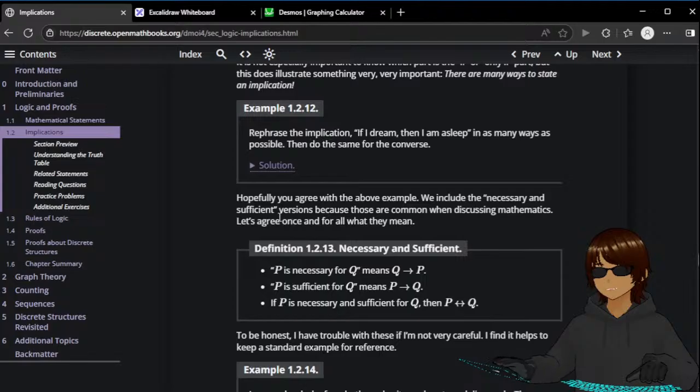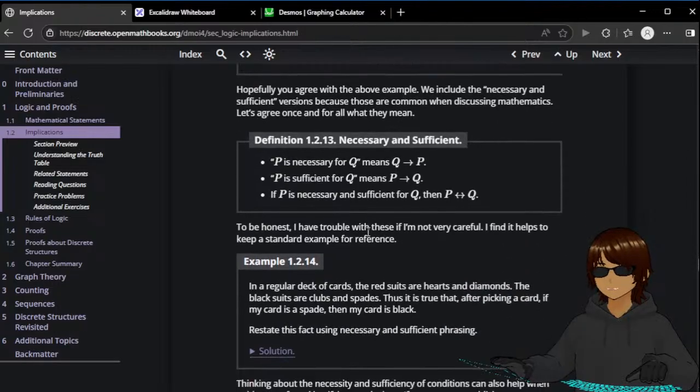We include the necessary and sufficient versions because those are common when discussing mathematics. Let's agree once and for all what they mean. P is necessary for Q means if Q happens, then P would happen. Okay, P is necessary for Q. That means if Q is true, then P should also be true.